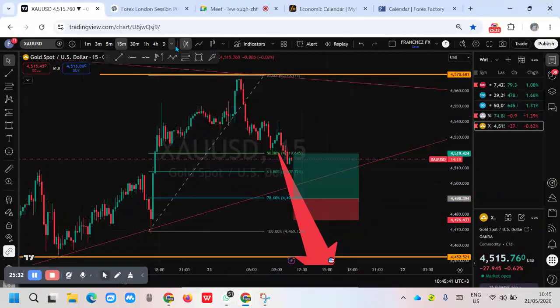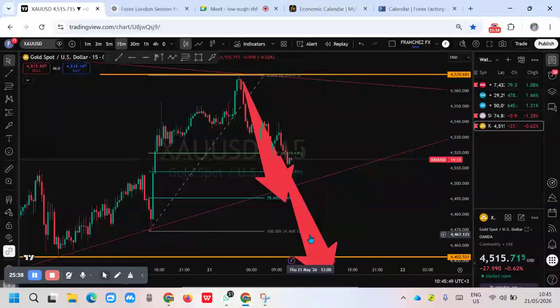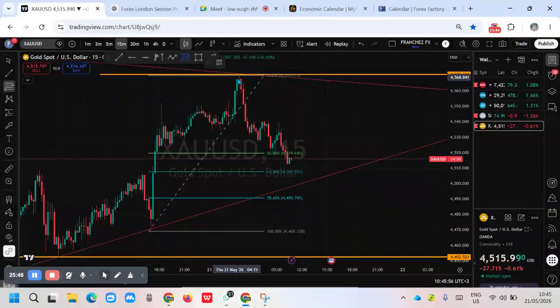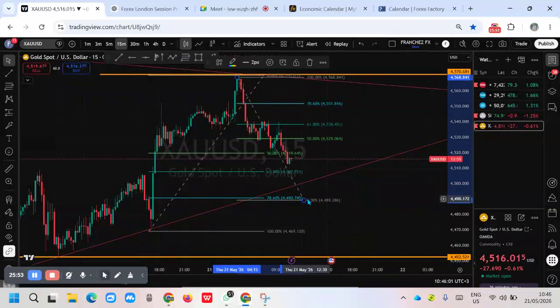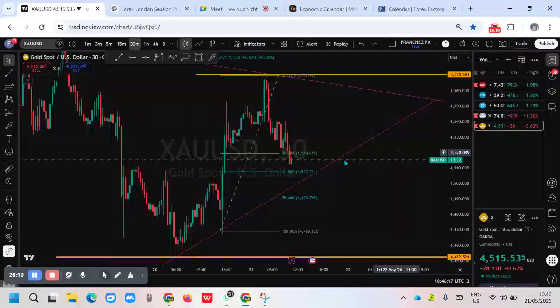So if you go back to 15 minutes and draw your fib, let me put off this, and draw your Fibonacci from this area to this one. So you can see the same point that I have marked is the same point where the golden zone is lying. You can see at that area.